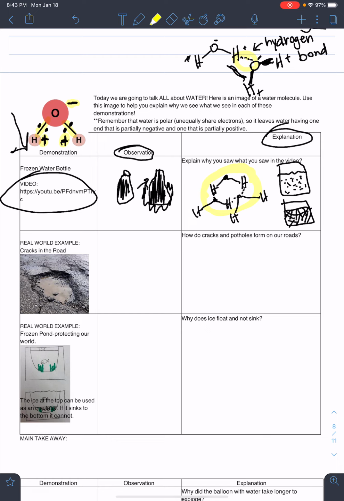I forgot to pull up a picture of this, but you could Google frozen water versus liquid water, and you'd see a really cool picture of this visual. So I would suggest Googling that and seeing those visuals. Sorry I didn't have one ready for you guys.